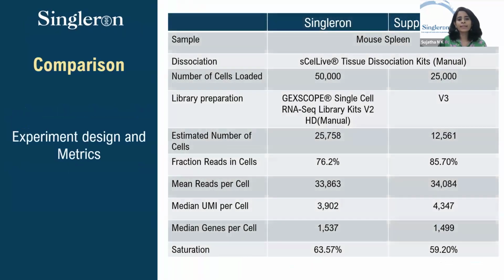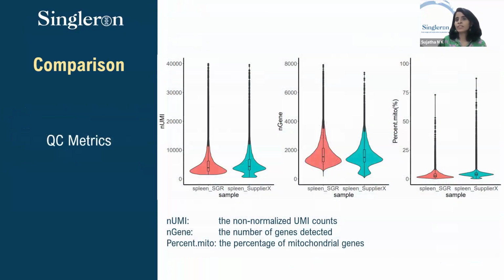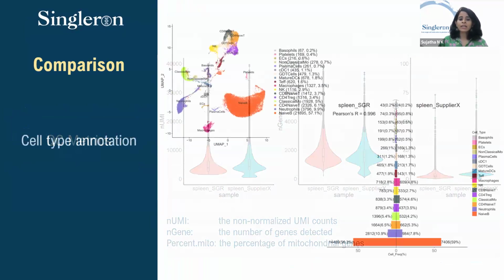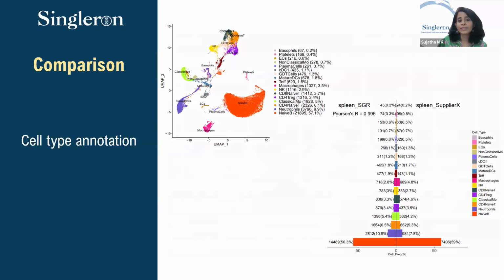Of course, just to showcase some data here, when compared to supplier X, which is a droplet-based technology, we're able to capture quite a number of cells because we have an option to do a manual, high-density chip. The mean reads and UMI are all very comparable, and we also get higher median genes per cell. Just some QC metrics, again, showing that the samples run with our technology are very comparable in terms of QC metrics, even better.